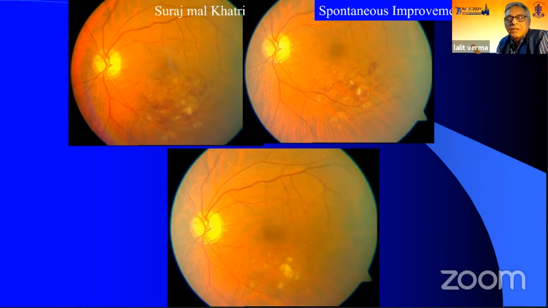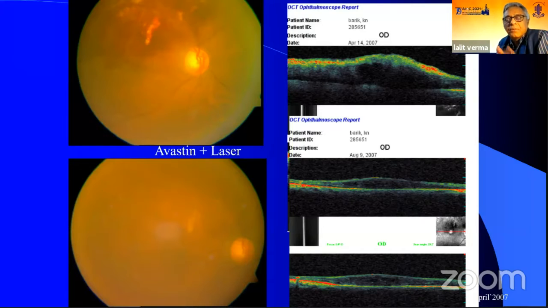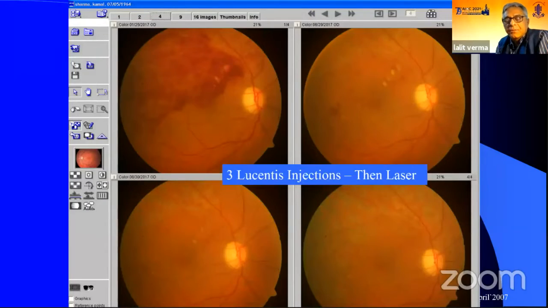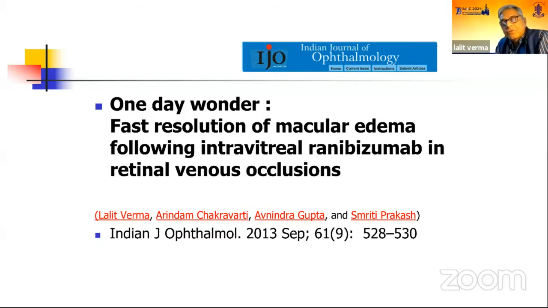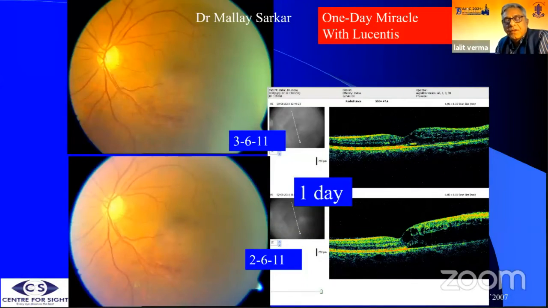This was a patient, spontaneous improvement occurred with no treatment. This was a patient who required multiple injections of Avastin, then we lasered him and he stabilized. This was another patient who had ranibizumab and then lasered, then reasonable stability for a long time. Vascular blocks respond very fast. You see within 1 day the resolution may occur. This was one medical person who got an OCT done before I reached the OPD, and you see within 1 day the resolution of this infratemporal BRVO occurred.